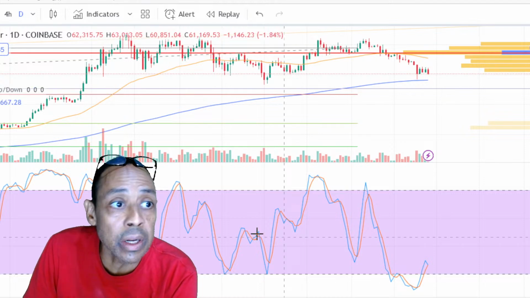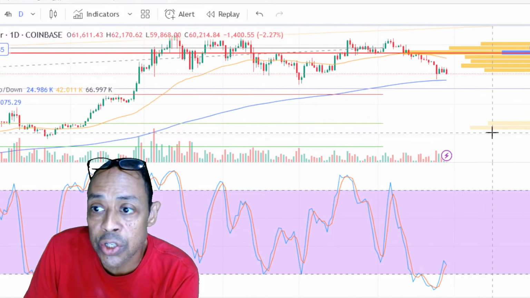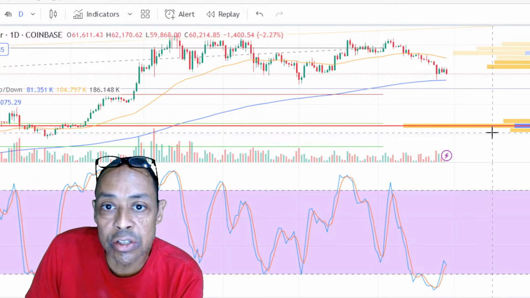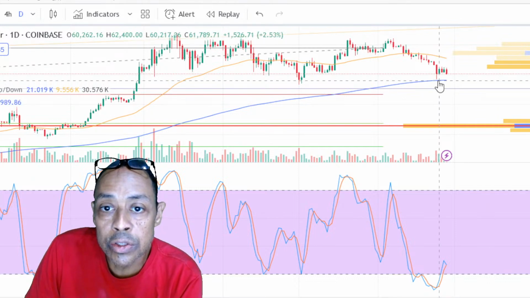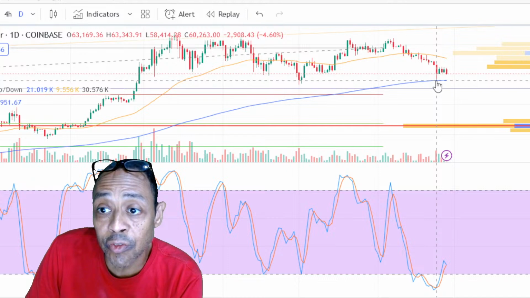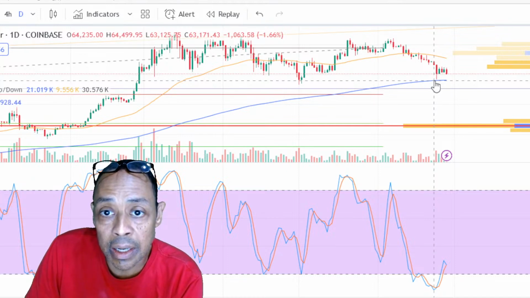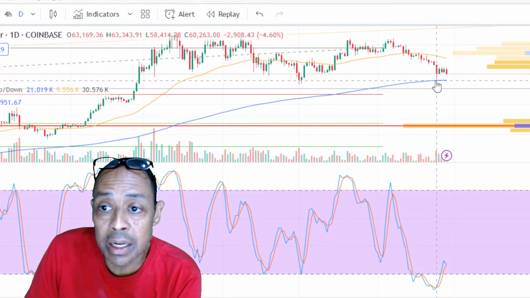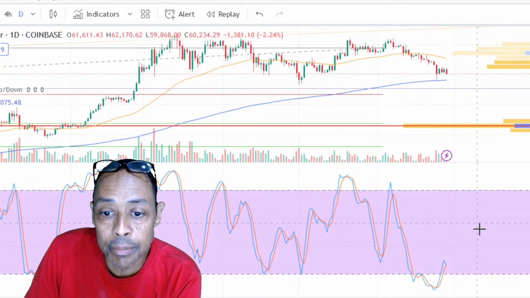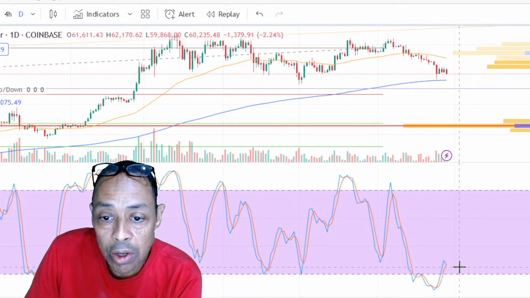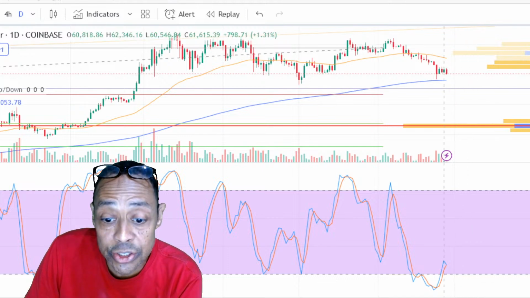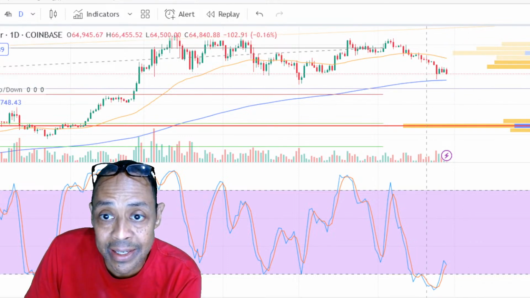Okay, so starting out on the Bitcoin chart, this is the one-day chart. We're sitting at 60,214, and we had previously wicked down to the 200 EMA line at 58,000. All right, and it looks like we are headed downstairs again. Why? Because we have a crossover coming here on the stochastic. We're also bearish on the oscillators, the lagging oscillator of the MACD.